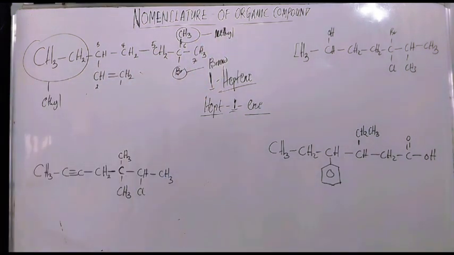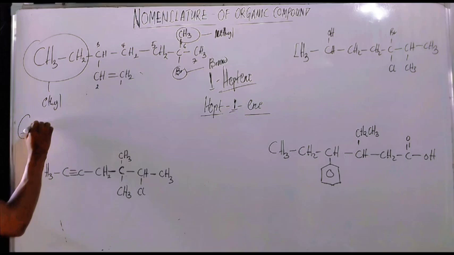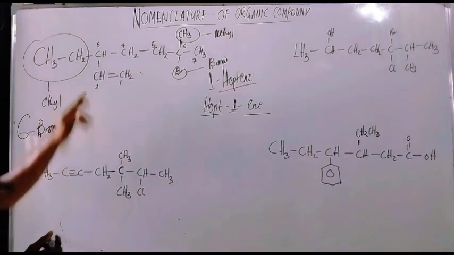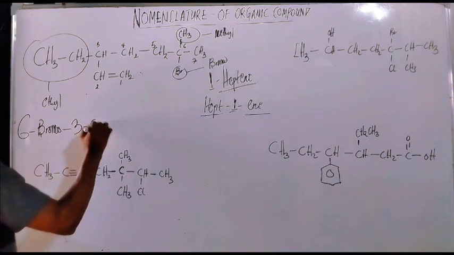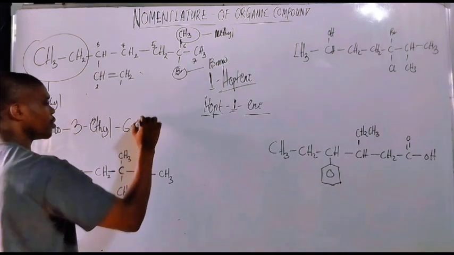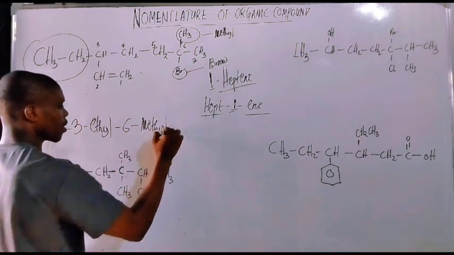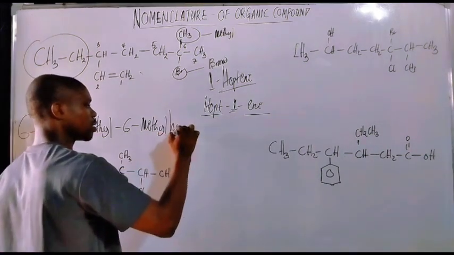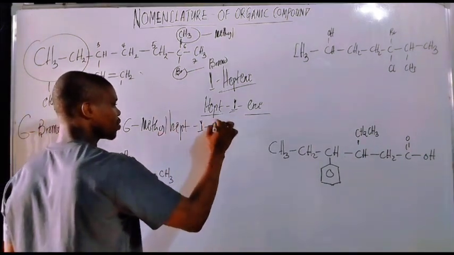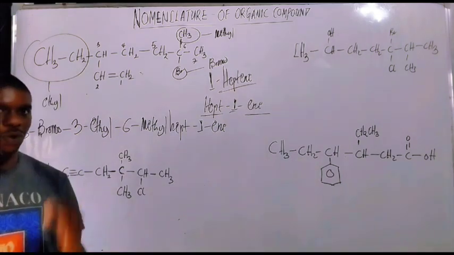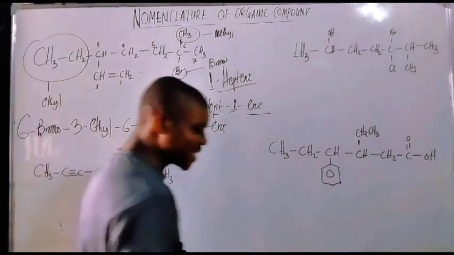So what will that be? It's going to be 6-bromo, 3-ethyl, then 6-methyl. What again? It's going to be hept-1-ene. That is it. As easy as that. It's not difficult. So now let's take on that one.